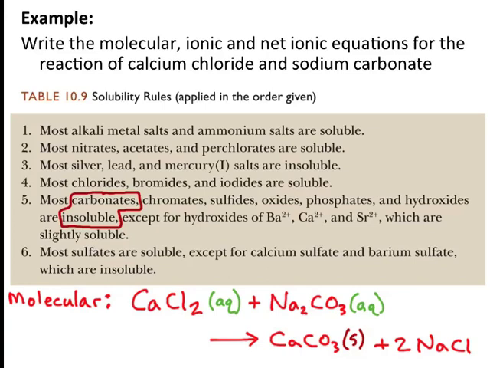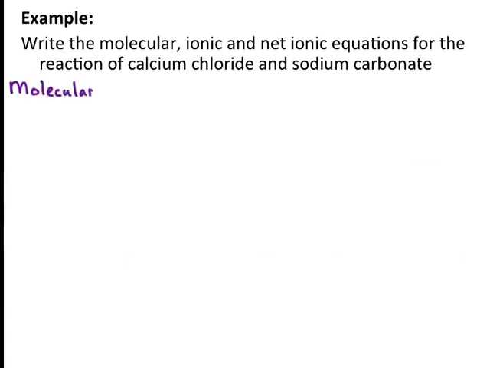Notice that calcium and the alkaline earth metals, to which calcium belongs, are not present in the solubility rules at all. So we can't use that to decide. We have to look at the carbonate. All right, the next thing is the sodium chloride. Well, rule number 1 says that all alkali metal salts are soluble, so that means the sodium chloride is soluble. So this is our molecular equation. So let me rewrite that here.